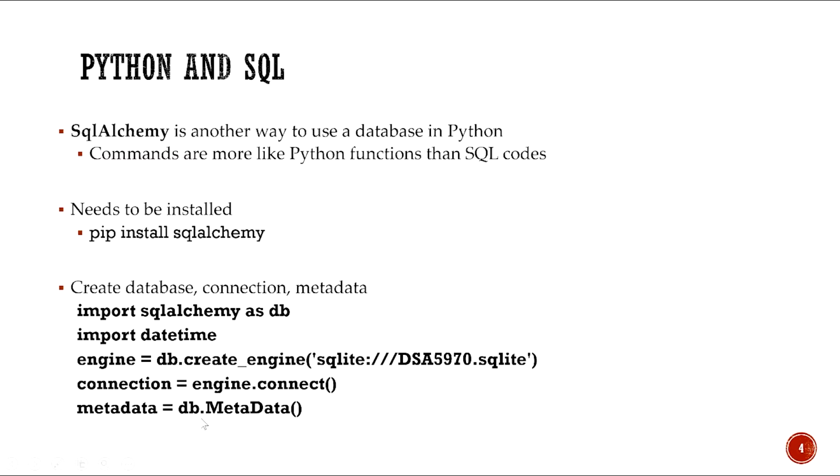And then we have metadata. So I call db, the SQLAlchemy, and metadata. Metadata is a container object that keeps together many different features of a database or multiple databases being described. So we are going to define the features of our database. But first, we define this metadata.